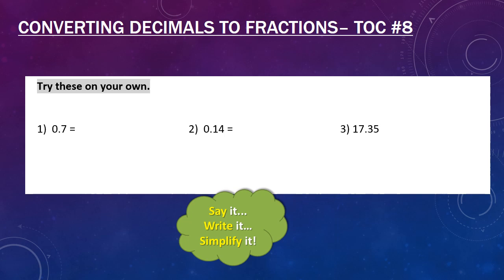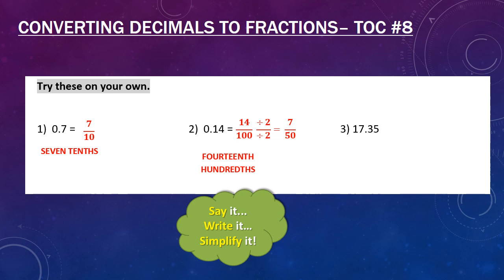So first I'm going to say this example. We have 7/10, so I'm going to write 7/10. I cannot simplify that. For number 2, I'm going to say it first, 14/100, then write it as a fraction, 14 over 100, and then simplify it by dividing both by 2. And I end up with 7 over 50.